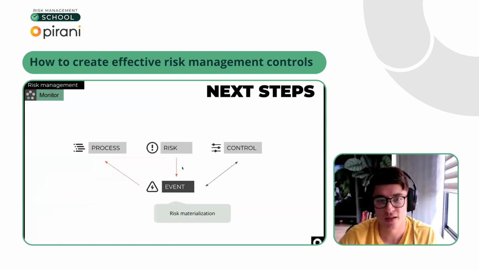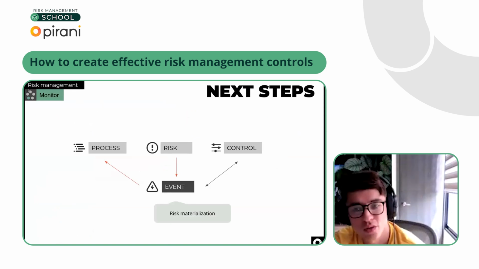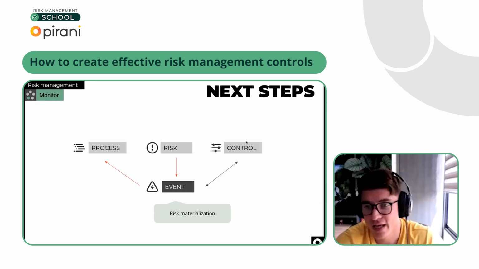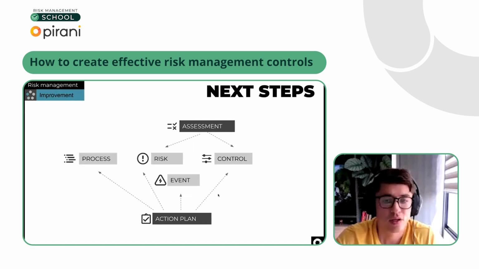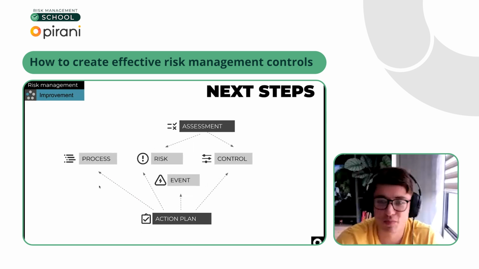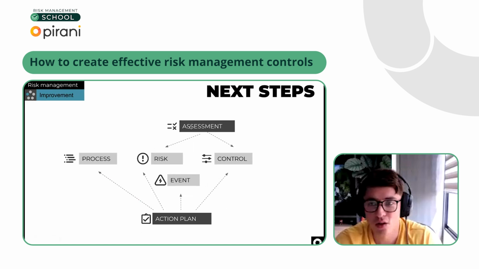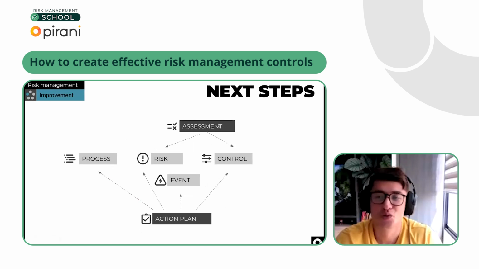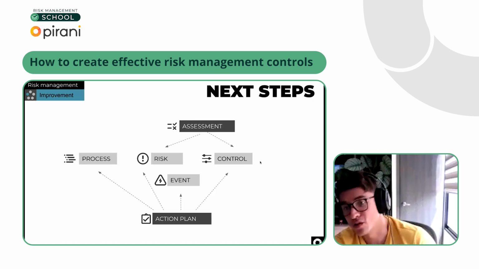In the next class, we addressed already the first 3 steps of the risk management cycle. So in the next risk management school, we're going to talk about monitoring. We're going to talk about events, that is, risk materialization. And then we're going to talk about continuous improvement: how we can create action plans to correct or improve the controls, the risks, or the process, and how we can also have assessment plans in order to rate or measure the risks of the controls better.